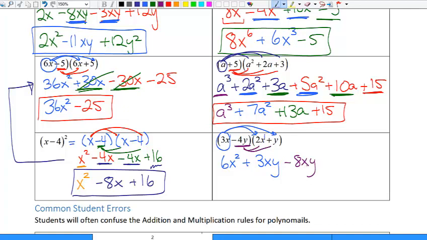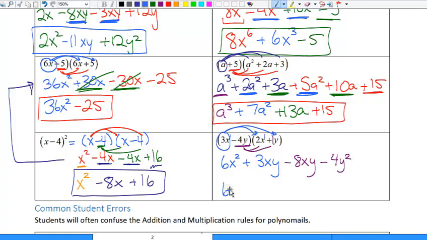Some students want to write yx, which is fine, but you need to understand that xy and yx are like terms, and that confuses a lot of students. So instead, I would prefer to put xy in alphabetical order. And in our last term, negative 4y times y is negative 4, because you're multiplying the coefficients. Y times y is y squared.